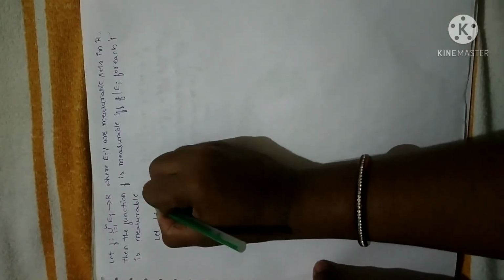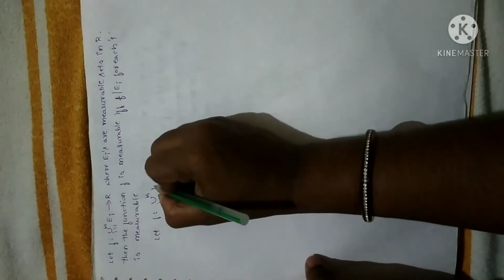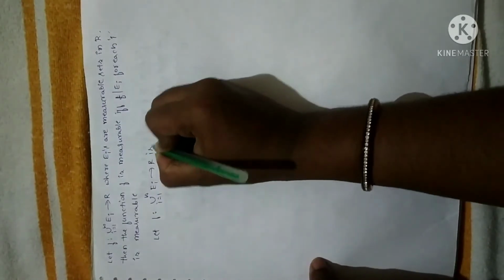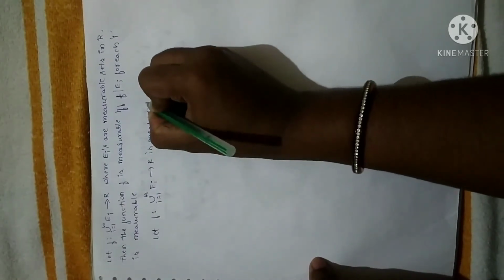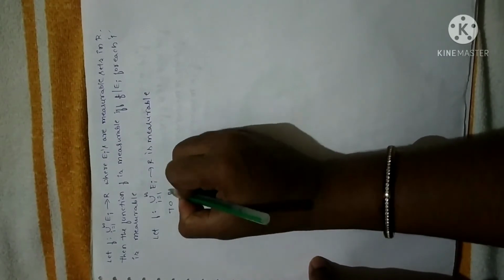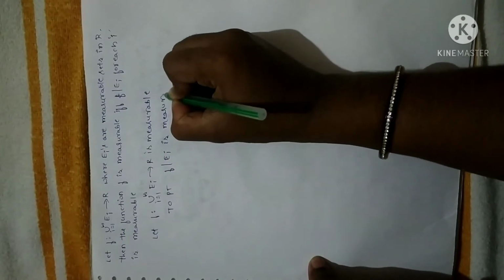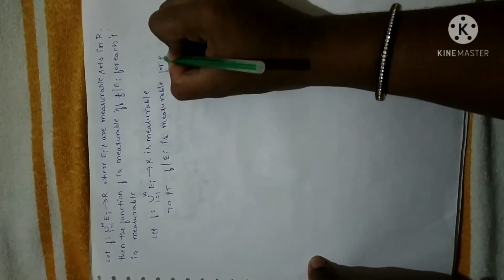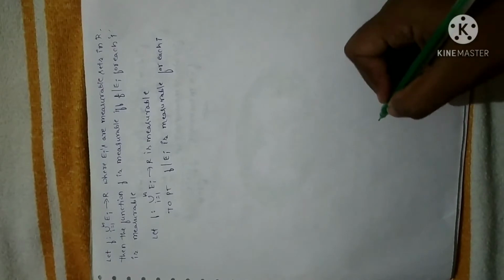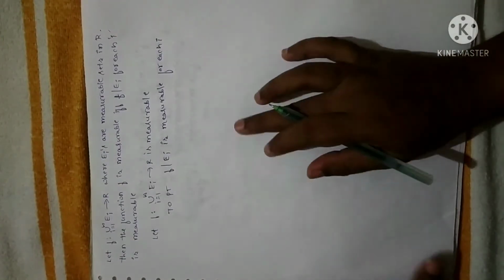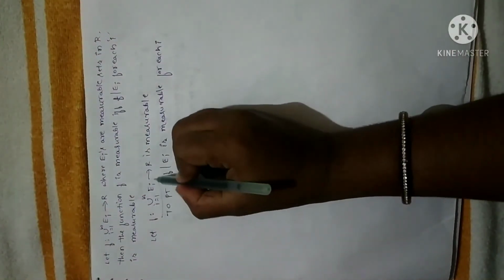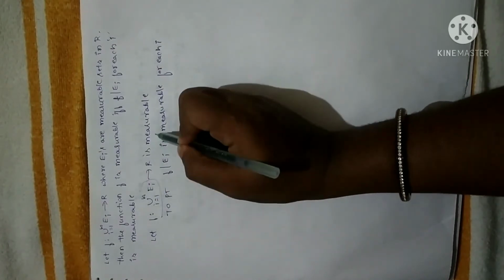Let us assume that the first statement is true. That is, let f from the union over i equal to 1 to infinity of Ei to R be measurable. What we have to prove is that f restricted to Ei is measurable for each i. So this is the logic, right? So we have to prove this. Moreover, in the question itself it is clearly given that the Ei's are all measurable, right? Now since what we have assumed is that f is measurable, right?